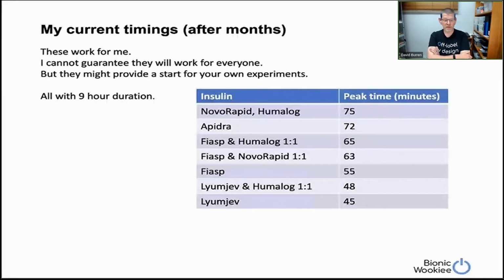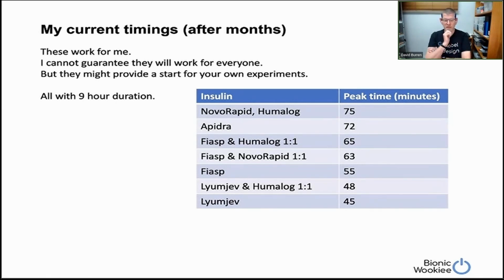When I'd started using Fiasp, I actually blended that with Humalog. So I thought, well, is that actually the same as Novorapid? And no, in my brief investigation, it seems to be slightly slower. Apidra, slightly faster than Novorapid. Android APS says it's the same as Novorapid, and as you can see, it's fairly close. But then we hear people saying it's faster. In my experience, it's slightly faster.